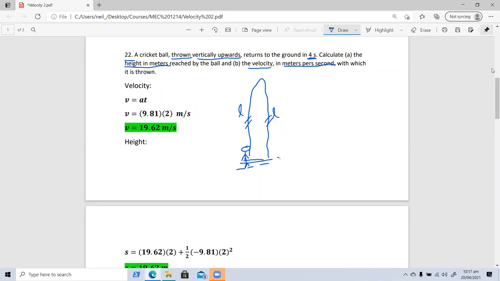So if it takes 4 seconds to go up and come down, the time here should be 4 divided by 2. And the time here should be 4 divided by 2 as well, right? So 2 seconds to go up and 2 seconds to come back down, right? The reason for that is because acceleration is constant throughout. As we go up, we start at some initial velocity, right?